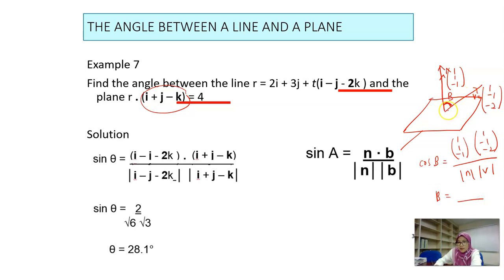But the angle between the line and the plane should be angle A, because this is your plane and this is your line. So how do we find A? A equals 90 minus B. Okay, you will get the same answer.